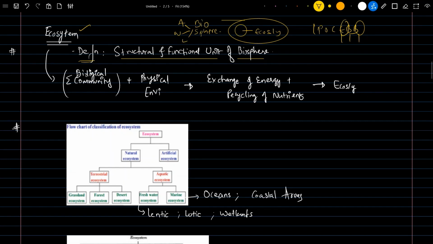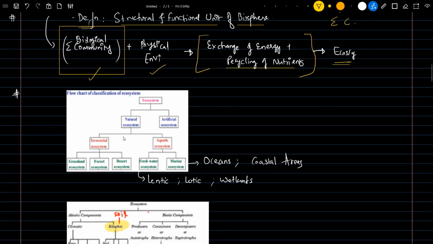So let's see about ecosystem in detail. So what does it mean? Let's say there is a summation of all the biological communities. As we saw earlier, what is ecosystem? Ecosystem is nothing but a summation of many communities and their interaction with the physical environment. This leads to a lot of exchange of energy and recycling of nutrients. So this completely comprises the ecosystem.